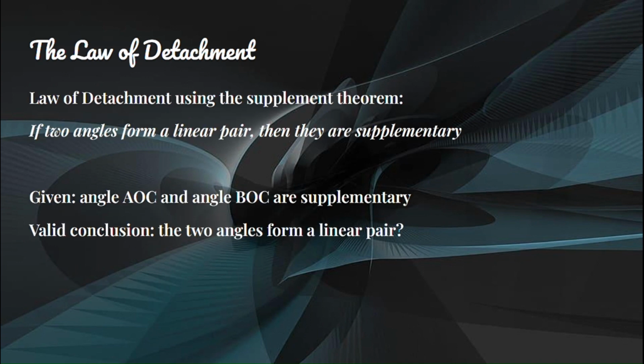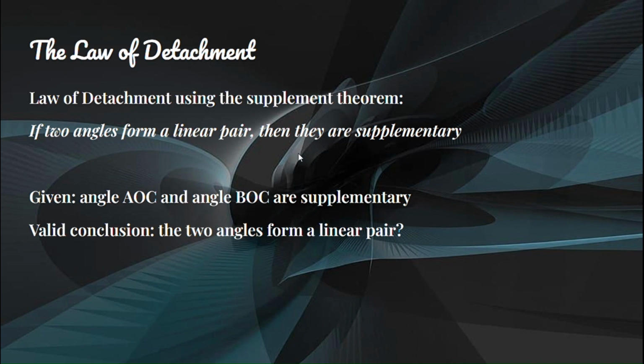Now let's relate that to actual geometry. Using the supplement theorem, which says if two angles form a linear pair, then they are supplementary, we're given angles AOC and BOC are supplementary. Is it a valid conclusion to say that they form a linear pair? Well, let's think about this for a second. Have we met the hypothesis? Do we have two angles that form a linear pair? That's not given here. We're only told that they are supplementary.